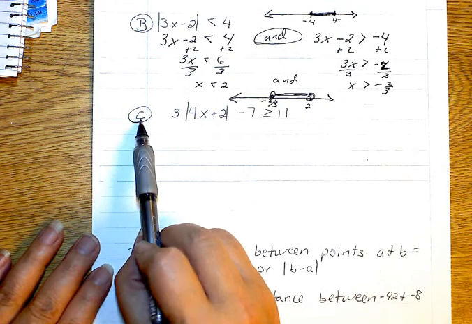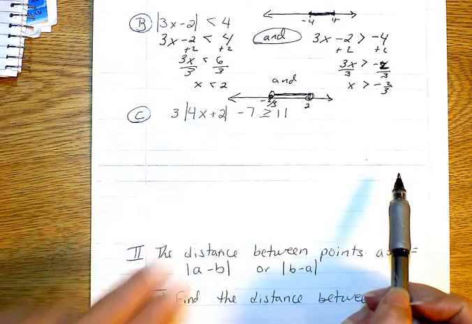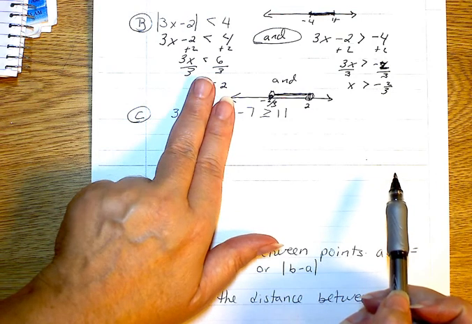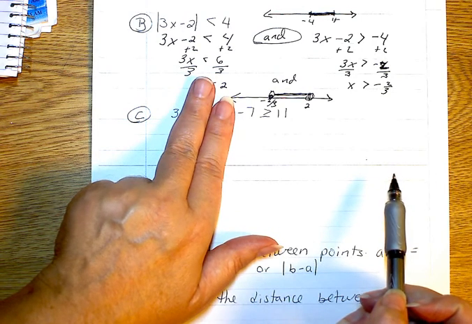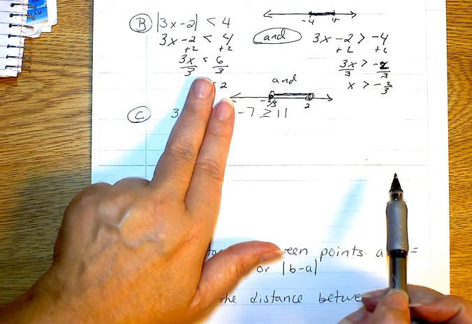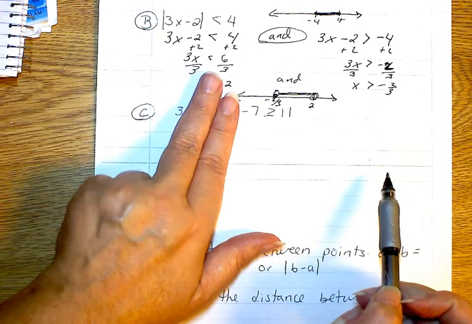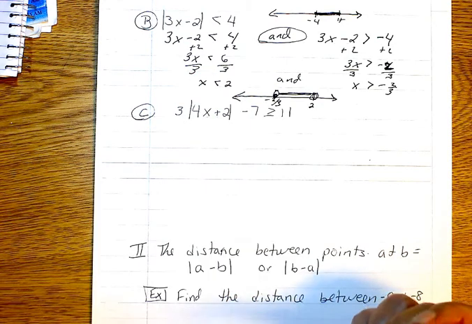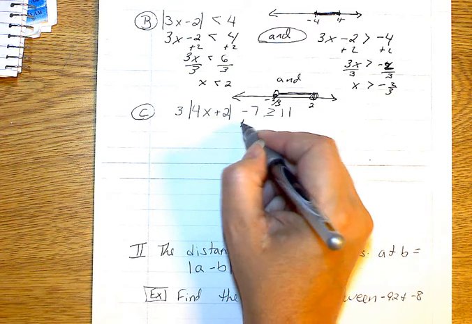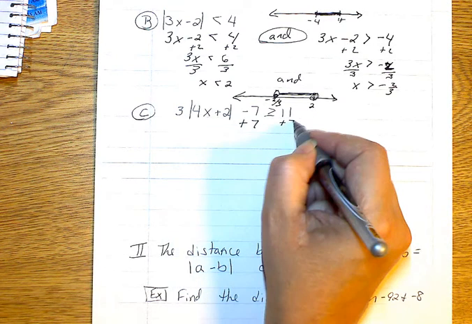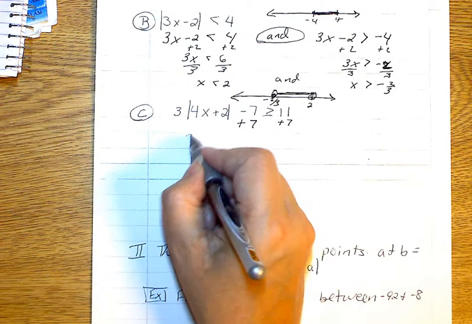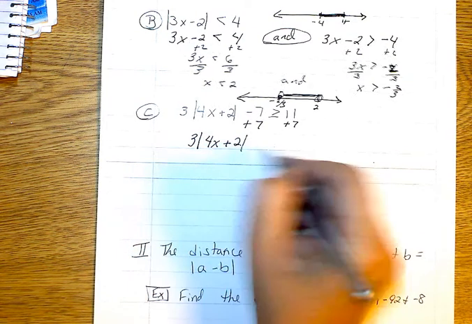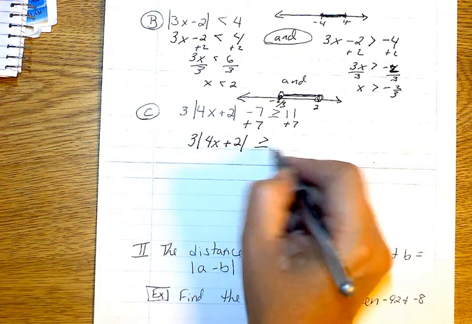When you get to problems like C, what you have to do is pretend that this is x. You always have to get the absolute value by itself first. So what is my first step of getting my absolute value by itself? Add 7. So I have 3 times the absolute value of x plus 2 is greater than or equal to 18.